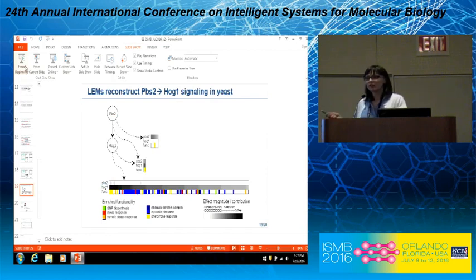We also applied it to a very small case on real data, so we learned the direction of flow between PBS2 and HOG1, and we learned which genes are regulated by HOG1 alone, by both of them, or by PBS2.